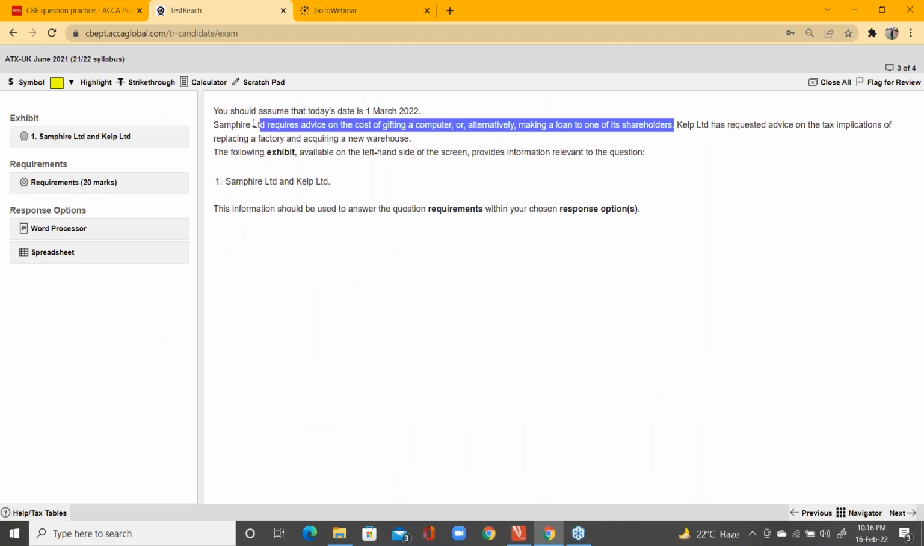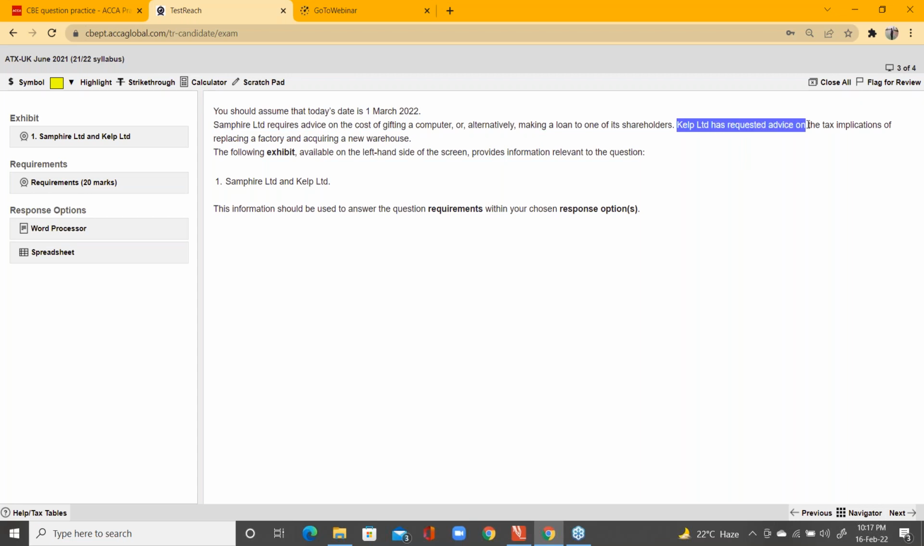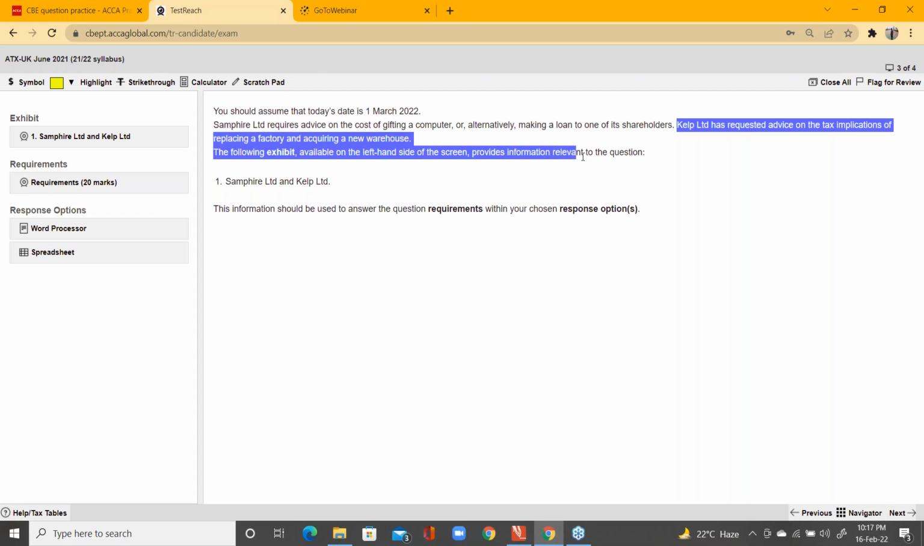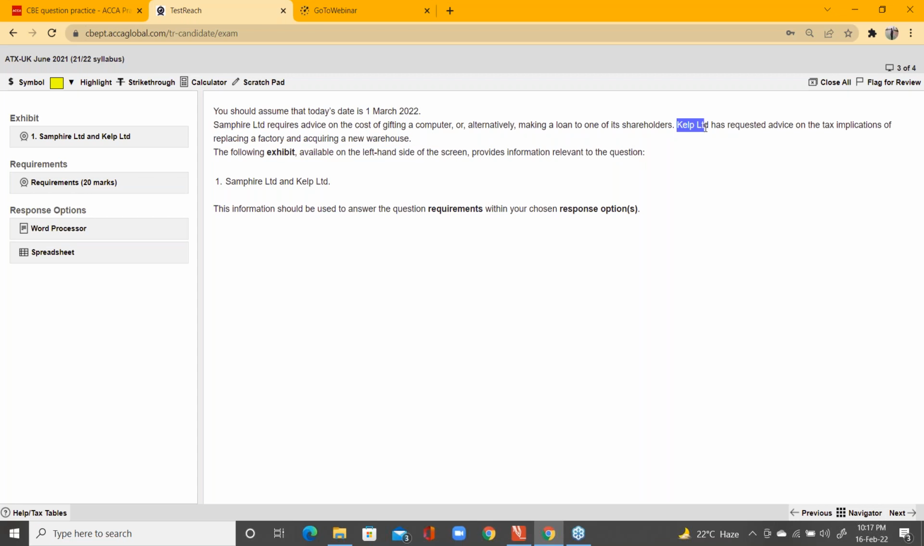It's all about the first company, S Limited. What next is there for K Limited? K Limited has requested advice on the tax implications on the following exhibit, available on the left hand side on the screen, which provides information relevant to the question. K Limited has requested advice on the tax implications on replacing a factory and acquiring a new factory.